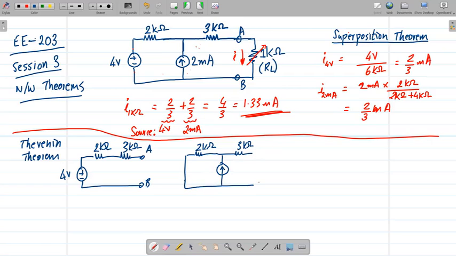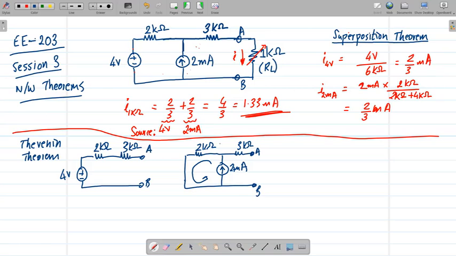Remember that I am finding the Thevenin voltage. So this terminal is still open circuit, A and B, except I'm using the current source now, which is 2 milliamperes. So what is the path for current to flow? There is only one path for current to flow. And if 2 milliamps is flowing across 2 kilo ohms, then what is the drop across this 2 kilo ohm resistor? It's going to be 4 volts.